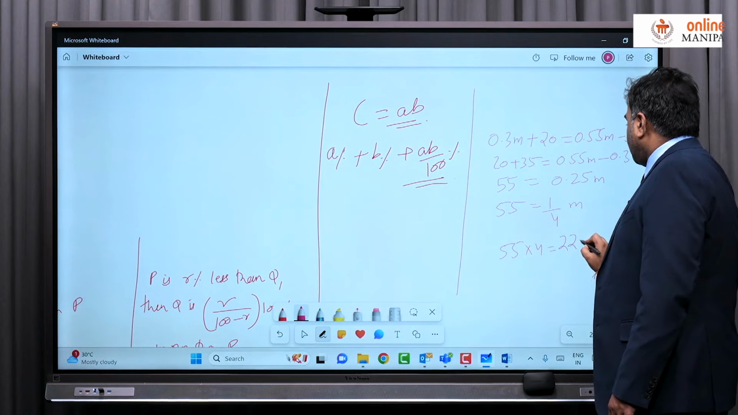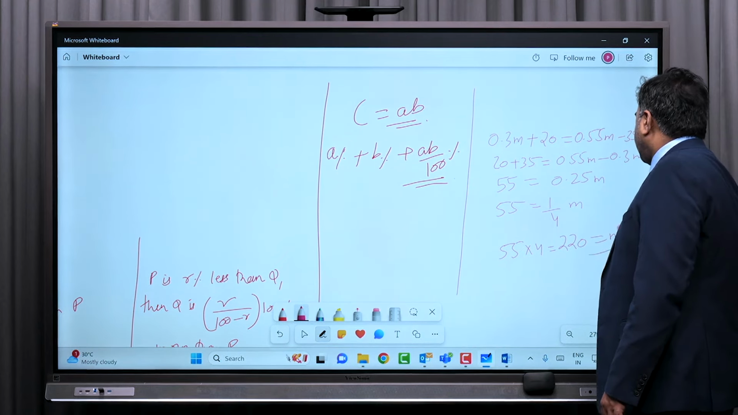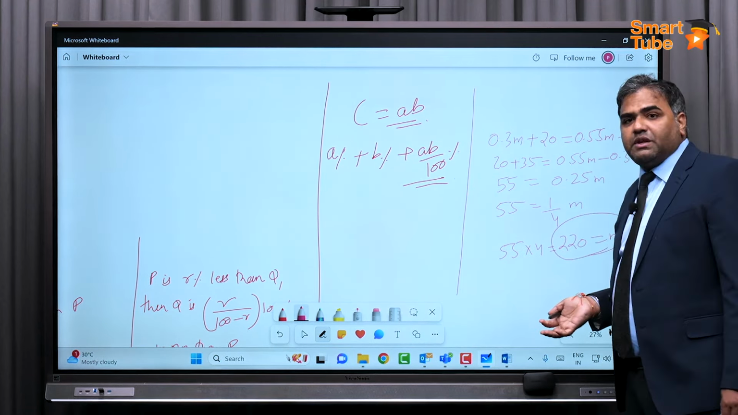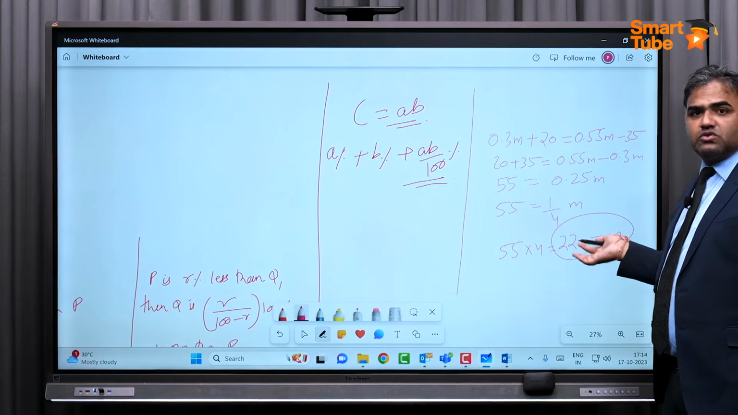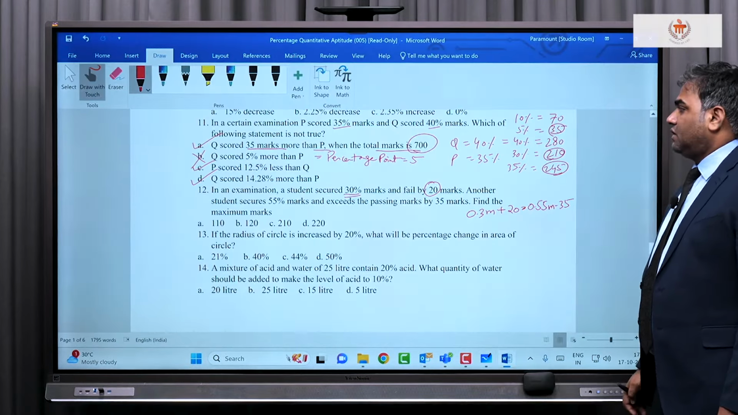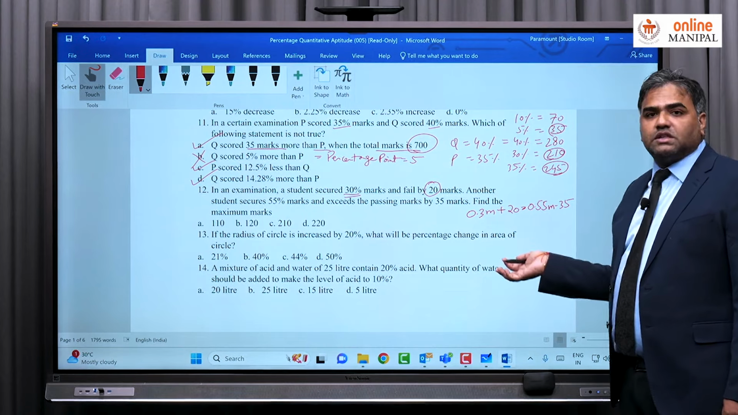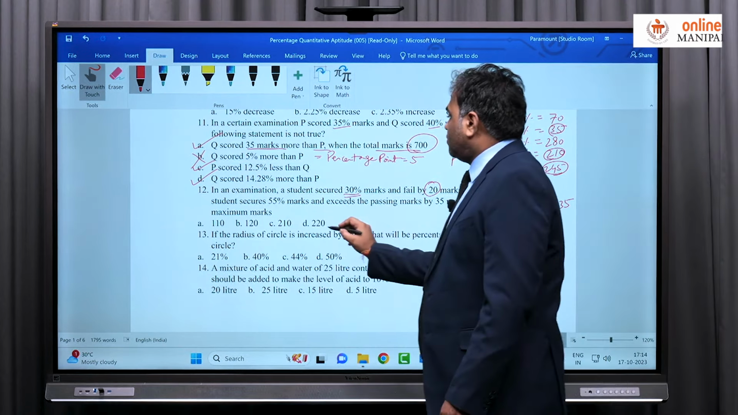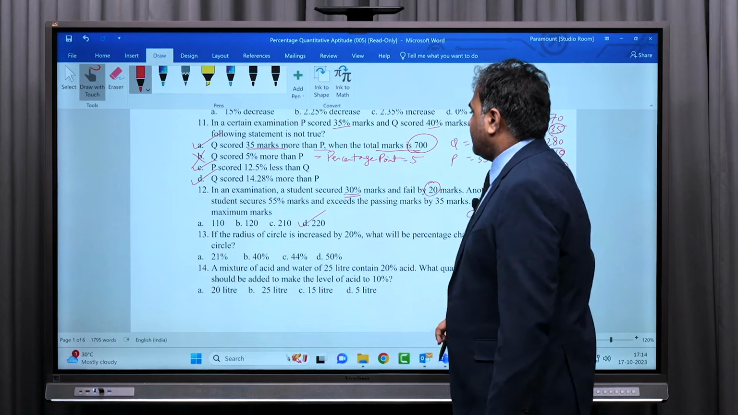So what is your total marks? Your total marks would be 220. Clear? I hope this is a very basic equation. You can easily solve this. So what is the answer for this question? The answer for this question would be 220. Clear?